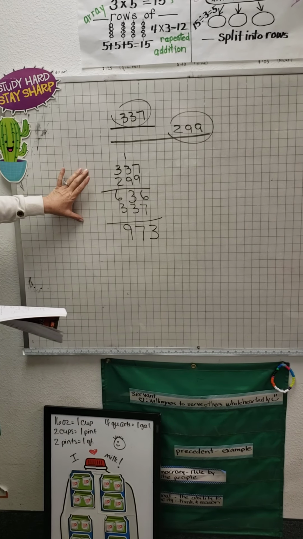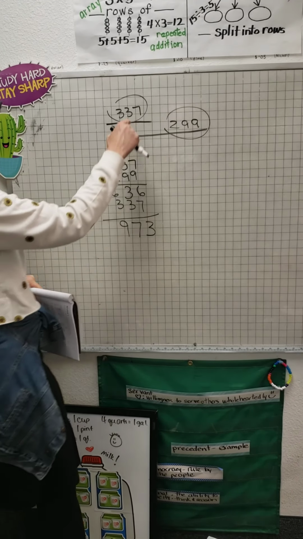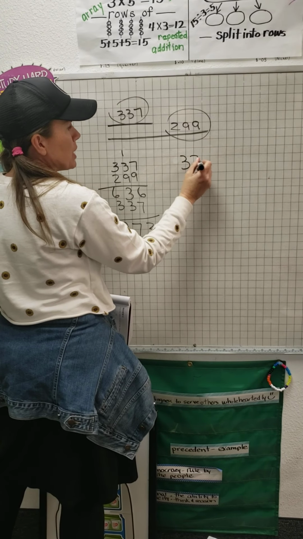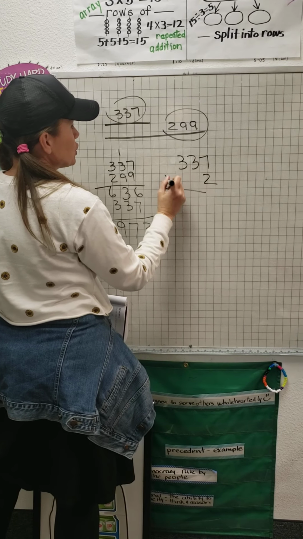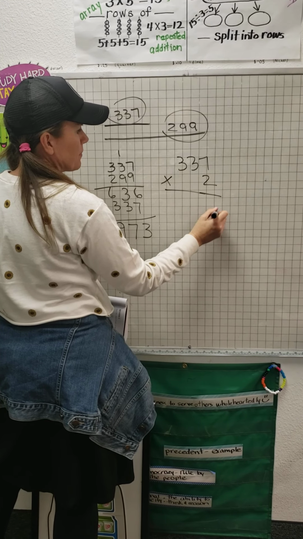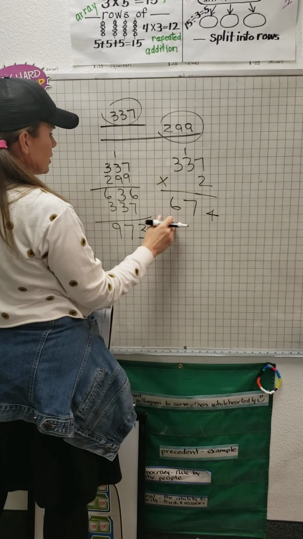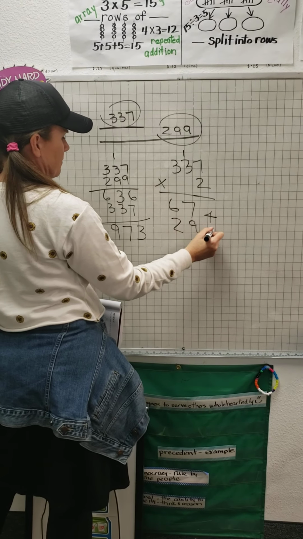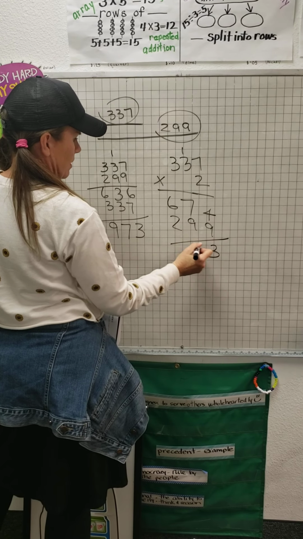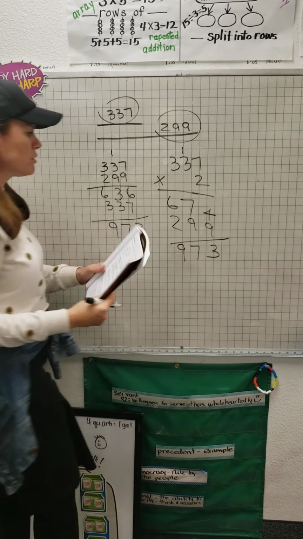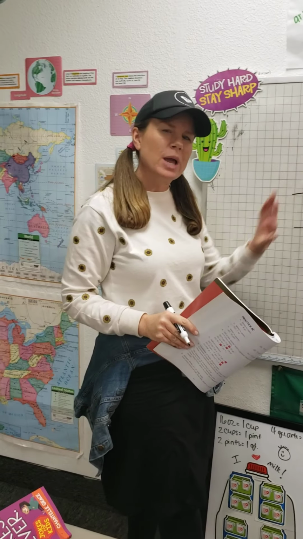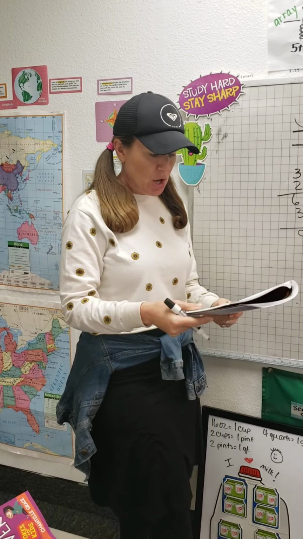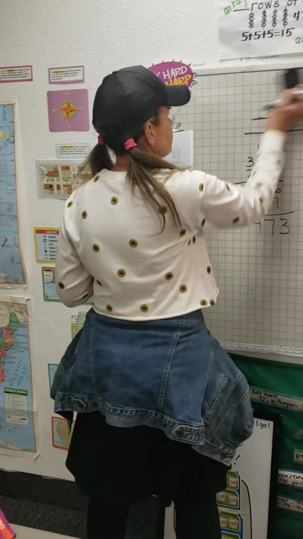All right, so you could do it that way, or you could also do it this way. You had 337 twice, so you could do 337 times 2. Let's do that really quickly. 674 plus the 299, which also equals 973. So there's a couple ways that you can do that, whichever one you prefer. Okay, last one, number 9.